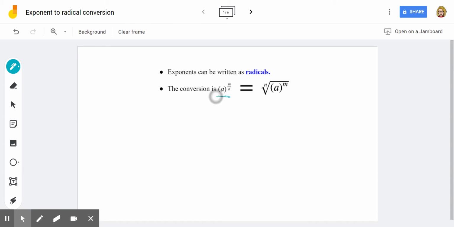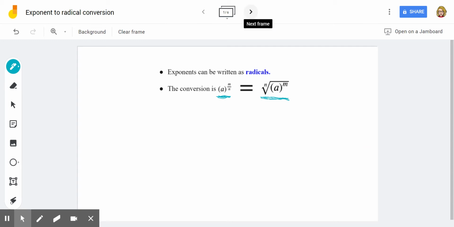So if you have a to the power of m over n, you can rewrite it as the nth root of a to the mth power. So whatever is the denominator, the bottom of your fraction, becomes the index of your radical, so n.